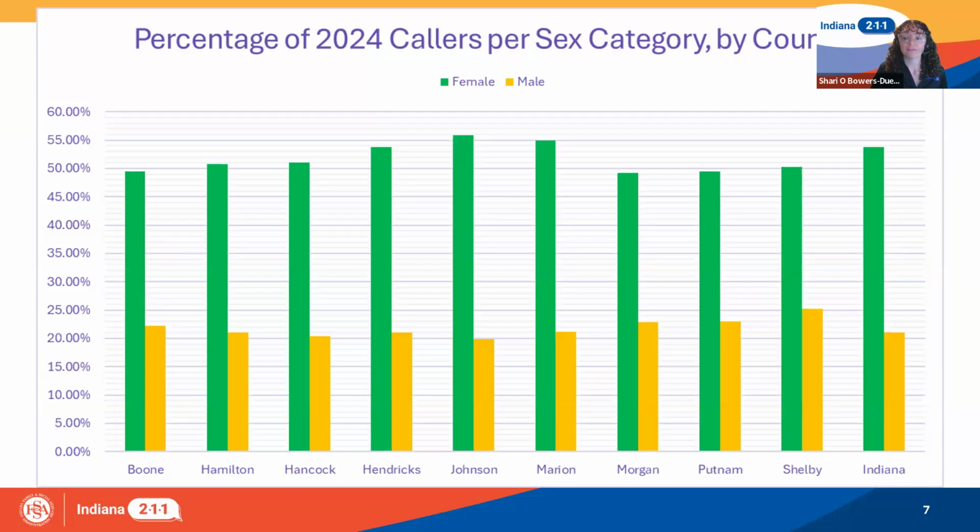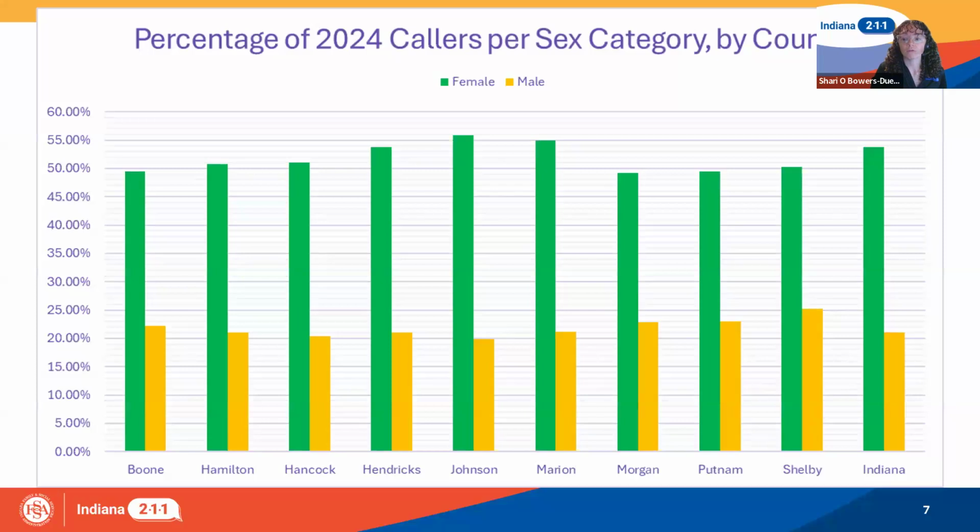So keep in mind that there is some missing data and that these percentages only reflect the responses we did receive. And that is why the categories for any given county add up to less than 100%. So this first graph shows the percentage of 2024 callers who identified with each sex category in each county.